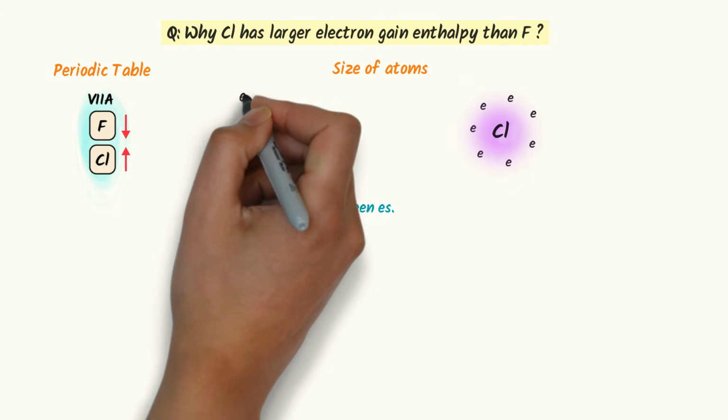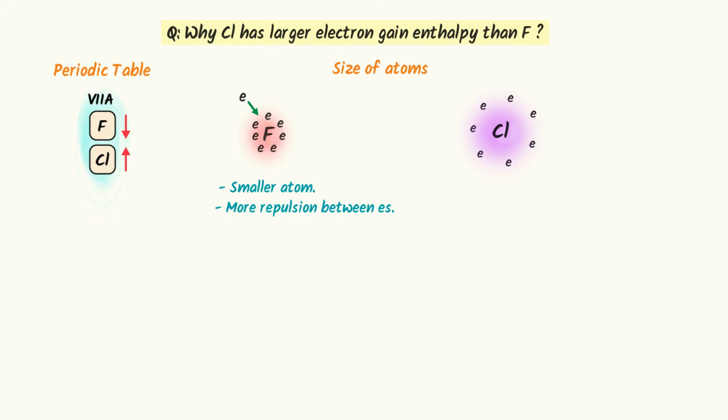Now when fluorine tries to gain one more electron, that new electron has to enter this already crowded 2p subshell. The existing electrons repel it. They do not want a new electron coming in. So the energy released when fluorine gains an electron is less than expected.